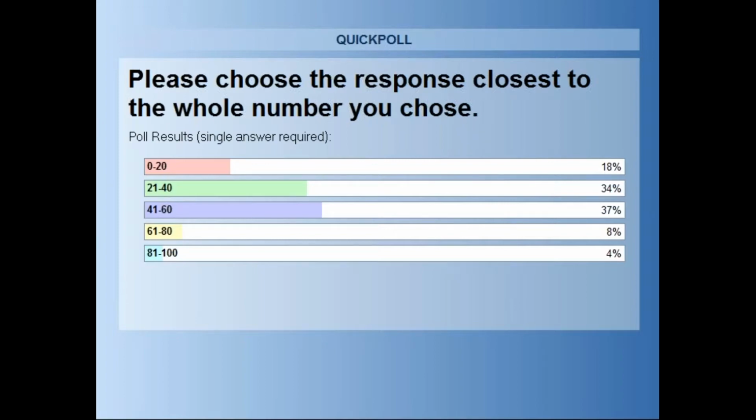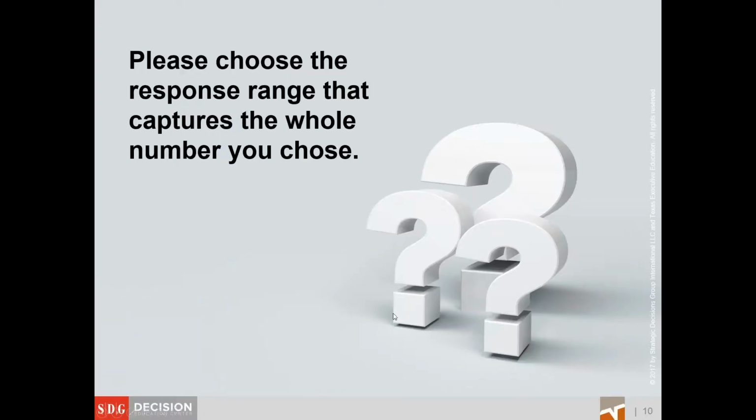34% of you are in that 21 to 40 kind of range. And so, ultimately, what we're having to do in this little exercise is to say, what is everybody else going to be guessing, and how do I adapt my guess accordingly? Let me show you a few different slides, and I'll make some applications as to how this functions. So, let's go back to our deck.